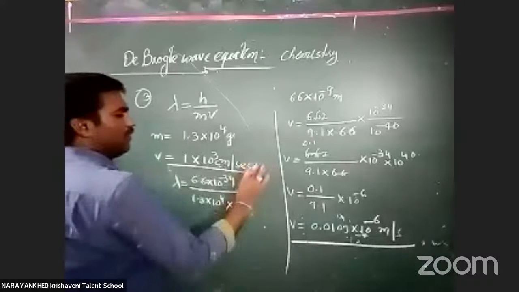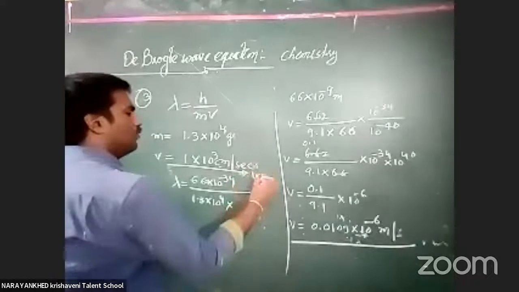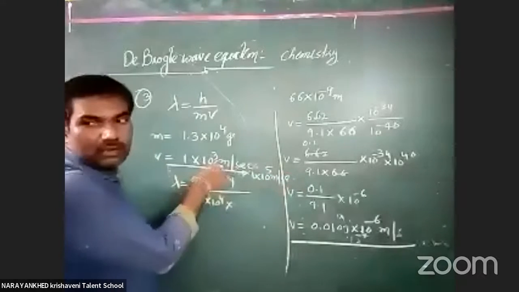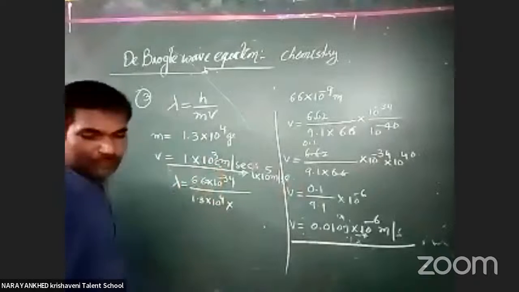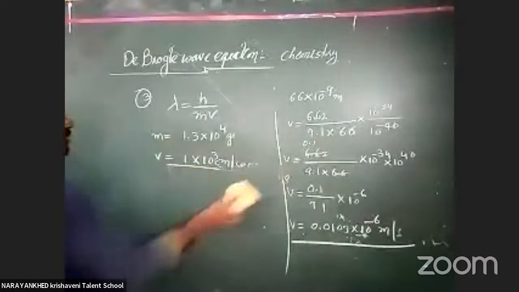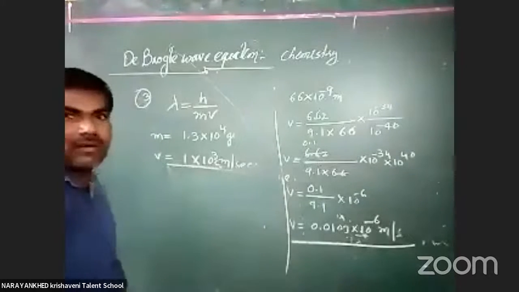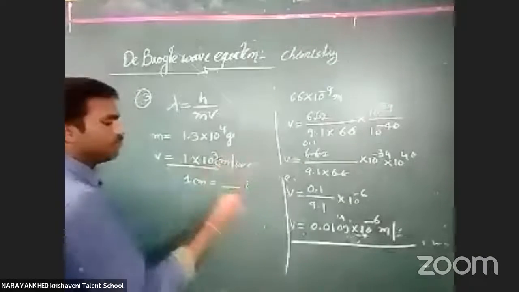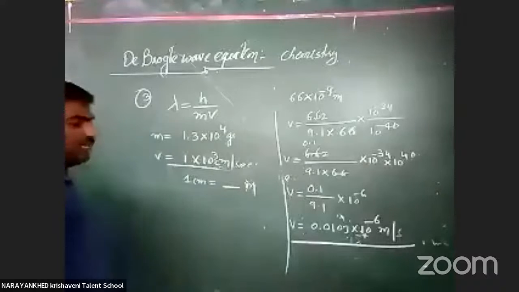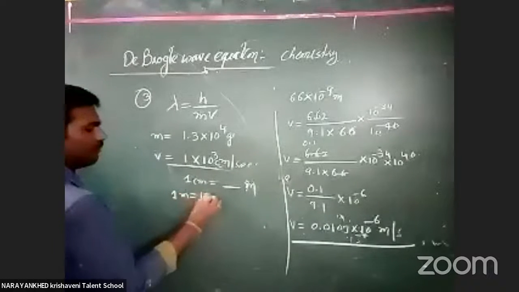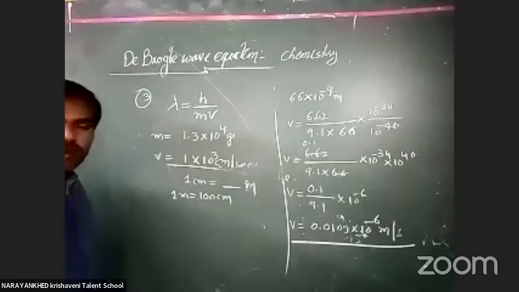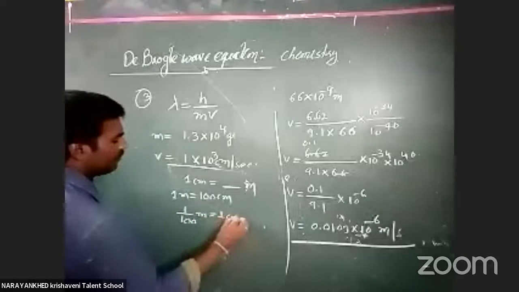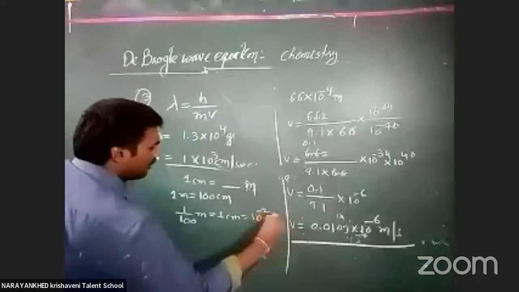How much does it become then? It becomes 1 into 10 to the power of 5 centimeters per second, which we convert to meters per second. Why? Because, tell me, 1 centimeter is equal to how many meters? Listen carefully. The velocity is given in centimeters per second. You know this formula very well: 1 meter is equal to 100 centimeters. So it becomes 1 by 100 meters. 1 centimeter is equal to 10 to the power of minus 2 meters.